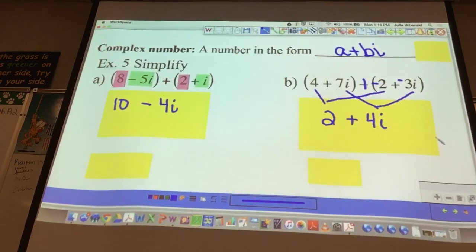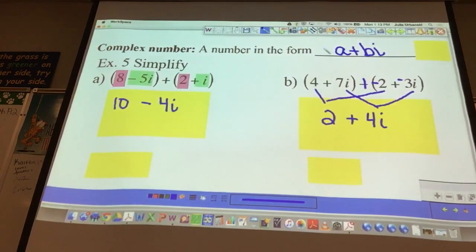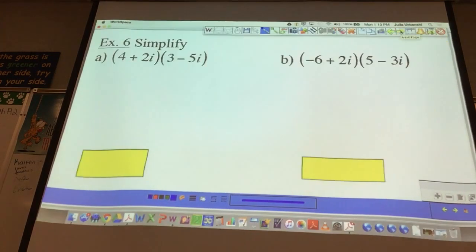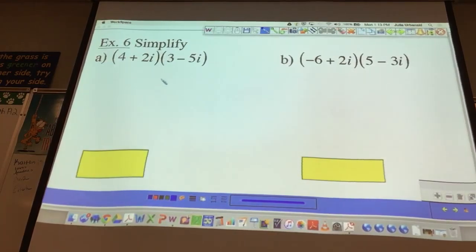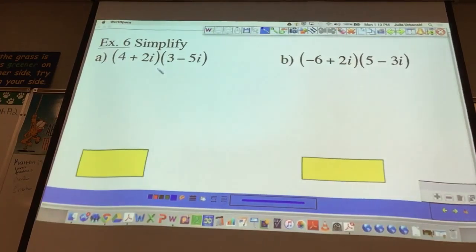And it's just a matter of recognizing that you're not multiplying. There's a plus sign or a minus sign in between the parentheses. Okay, you've got to look for what you have. Yeah, this is hard. Next set is different. What's different right here? No plus or minus. This means multiply.